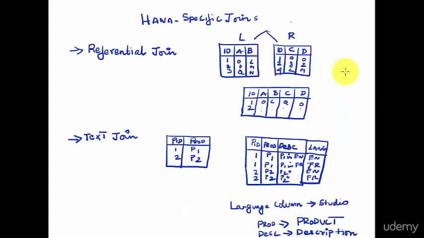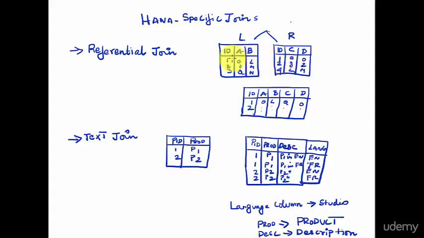So there are some HANA specific joins called referential join, text join, and also another join called temporal join. Okay, so what is a referential join? Referential join is something which makes sure that you are maintaining the referential integrity. Now let's say you have two tables, left and right, with three columns all of them. Internally, referential join is an inner join in the case when you select the columns from both the tables.